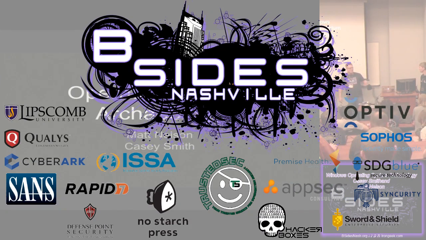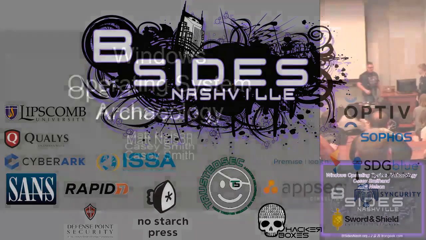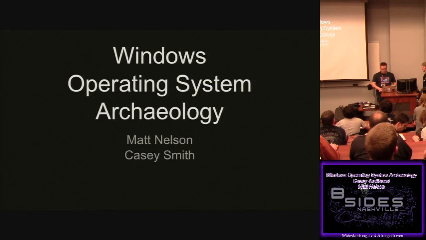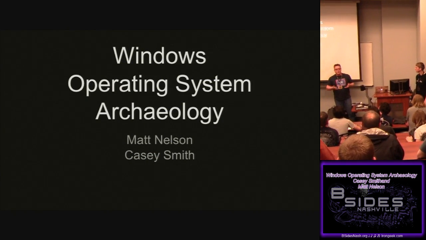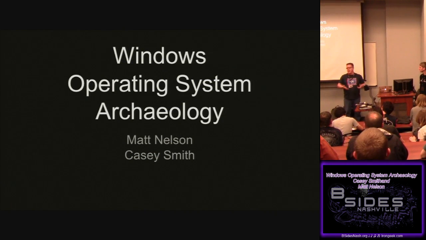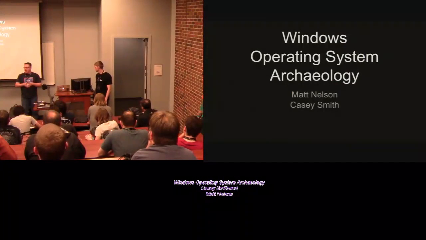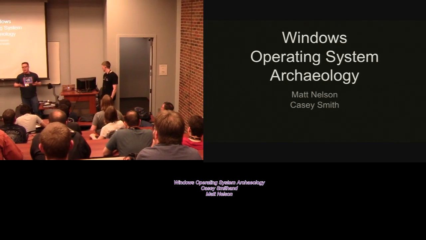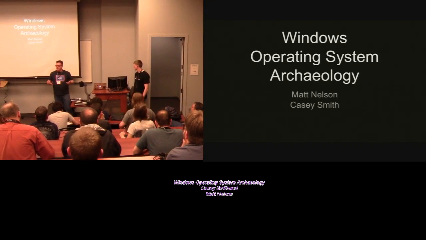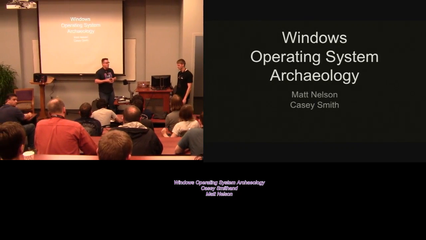So my name's Casey Smith. This is Matt Nelson. We're going to be talking about Windows operating system archaeology. We are going to be talking about the component object model today, and COM, which has been around in Windows for a very long time. We're going to take a look at it from an offensive perspective and a defensive perspective. We found a lot of ways to abuse COM functionality. These aren't exploits. These are things that are built into the way COM is instrumented.